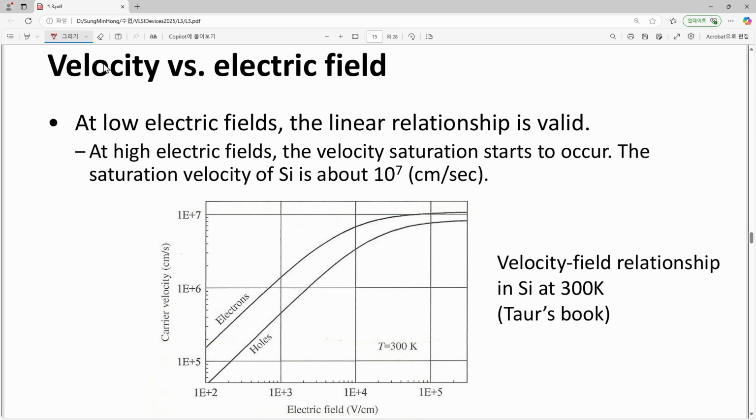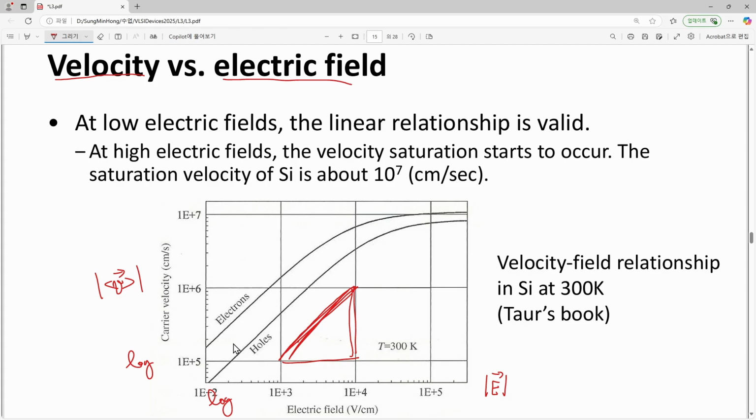If we just draw the velocity as a function of electric field, this is the electric field, and this is velocity, the absolute value, and you can see that this is a log graph. So both the x-axis and y-axis are written in logarithmic scale. So one decade by one decade, that corresponds to the linearity.